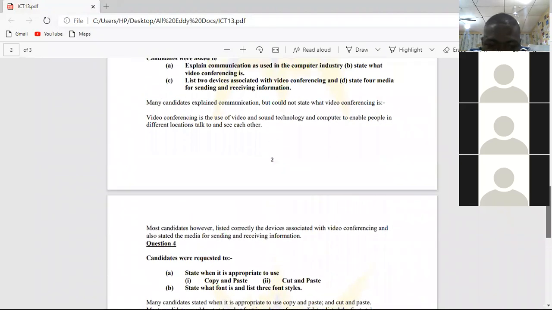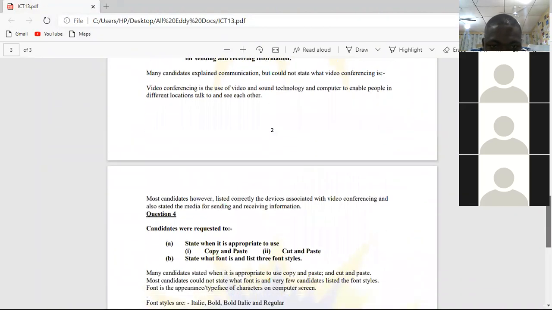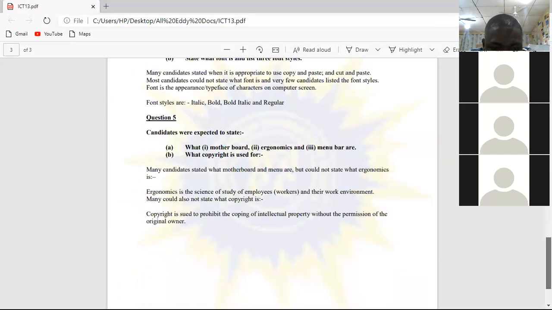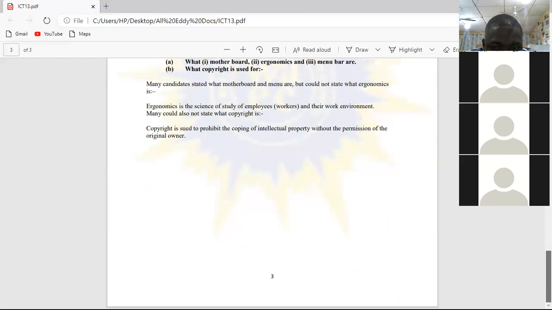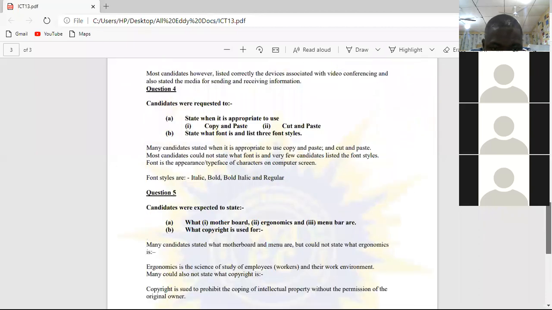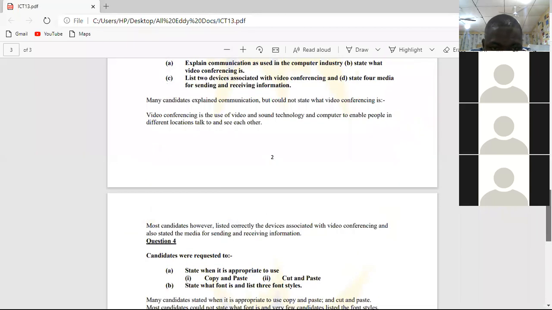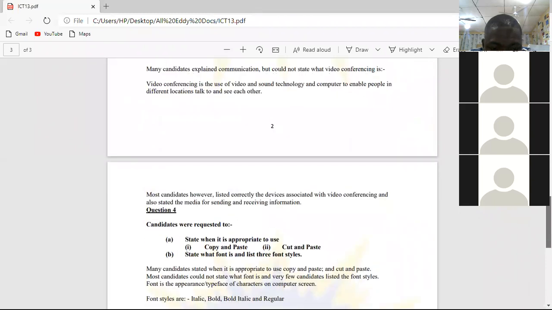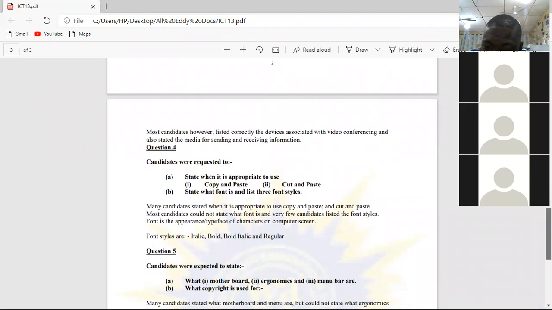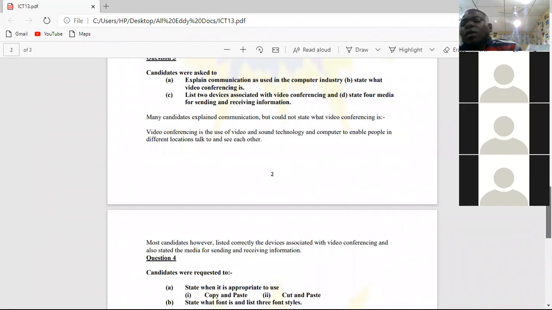So what is video conferencing? It is the use of video and sound between two or more people to exchange information. All right, so the use of video and sound technology to enable people.